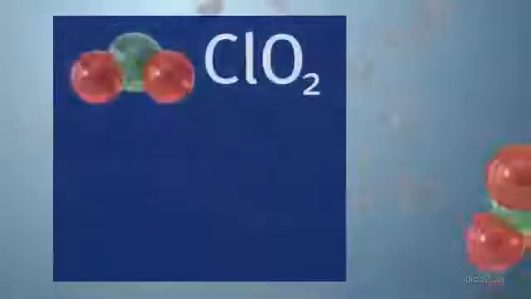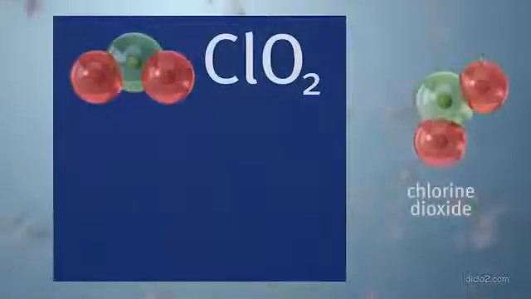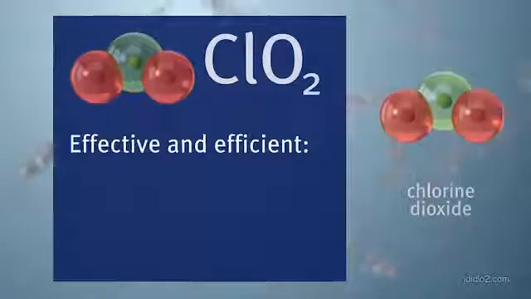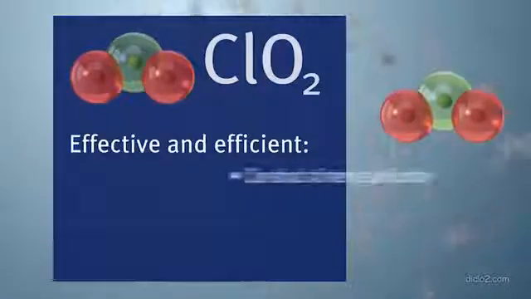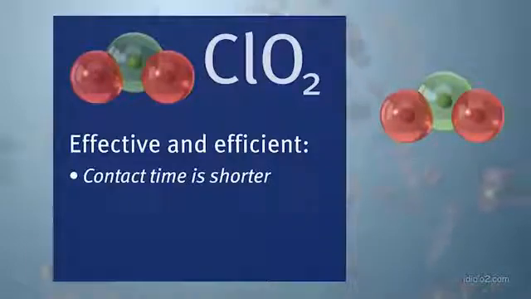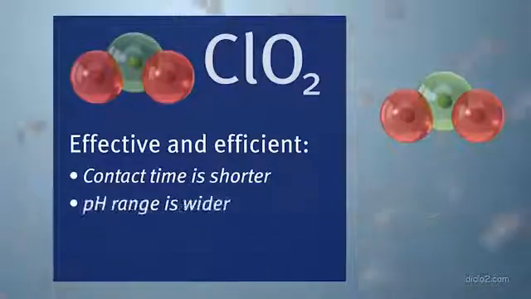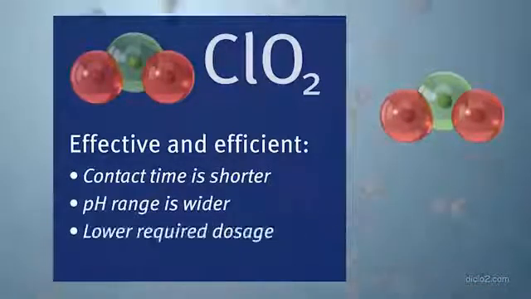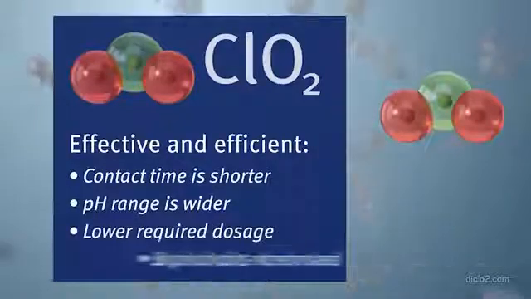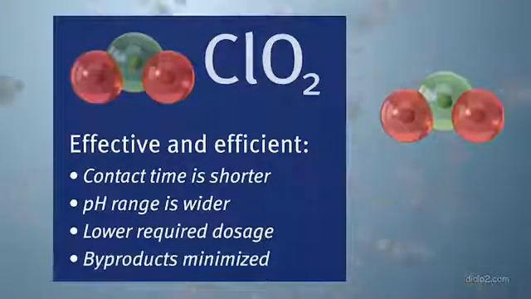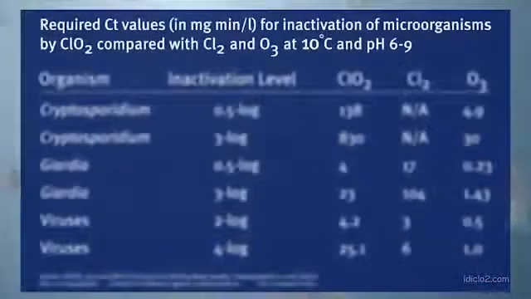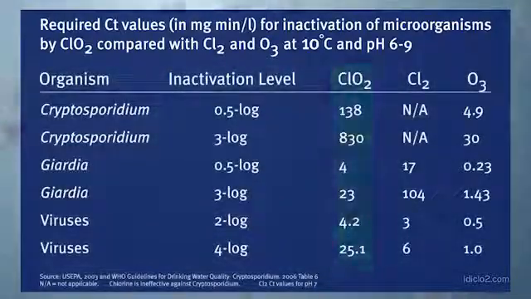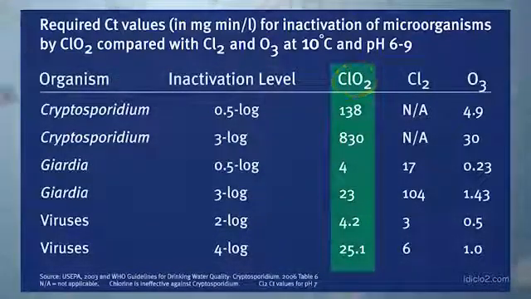Compared to other oxidizing biocides, all these attributes make chlorine dioxide a very effective and efficient choice for disinfection. Disinfection contact time is generally shorter. The treatable pH range is wider, the resulting dosage is lower, and harmful byproduct formation is minimized. And as demonstrated in the EPA's Office of Drinking Water Guidance Manual, ClO2 is a very strong disinfectant with a CT value second only to ozone.